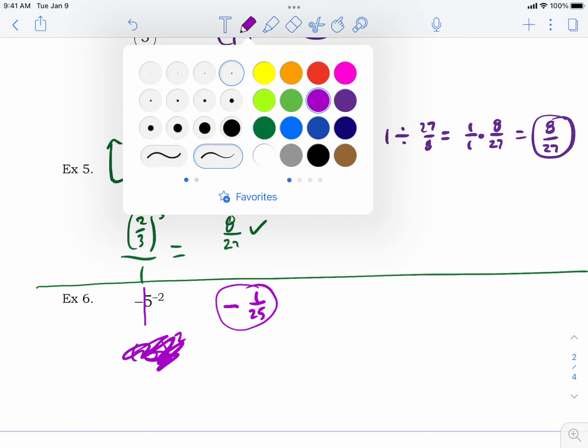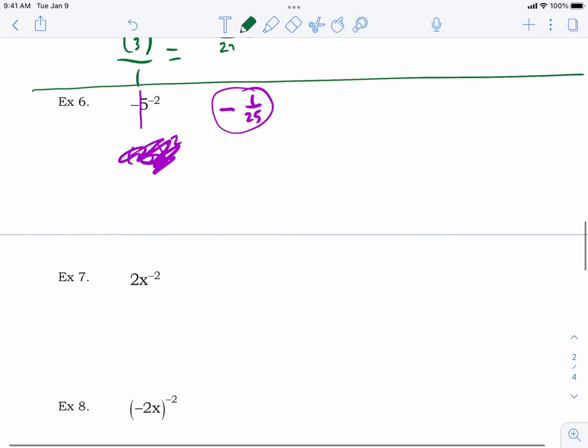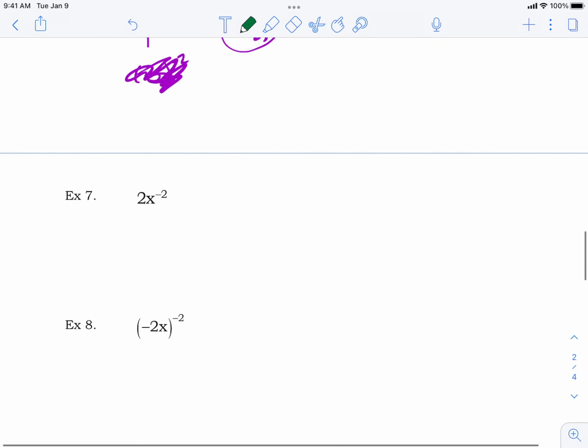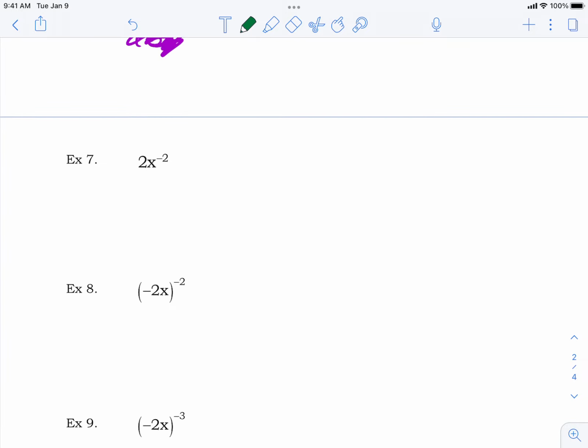Okay, back to green. So after you do a bunch of these, you start to pick up on the pattern, right? So I'm putting these out there because these are all problems that I've seen people kind of hesitate on or mess up or whatever. You don't want to mess up. You want to get it right. So 2x to the minus 2.